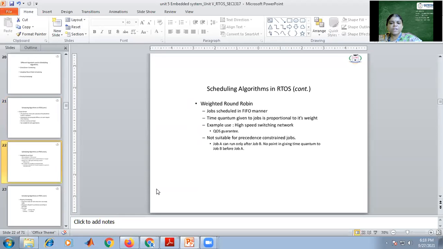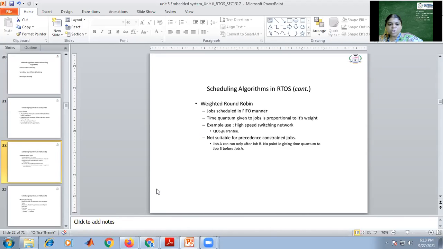Next is the weighted round robin. Here, all the tasks that are scheduled will be of the form first in, first out. Each task will be allocated time based on its weightage, based on its usage, and/or based on its importance. And here it is not going to be suitable for precedence based jobs.